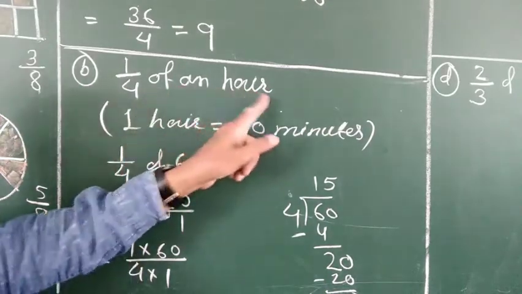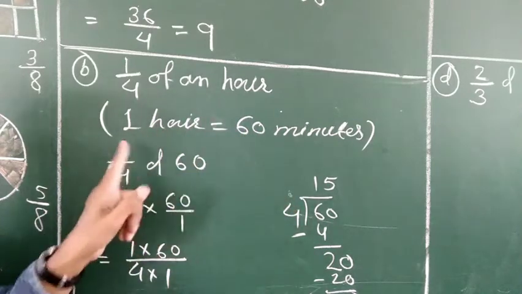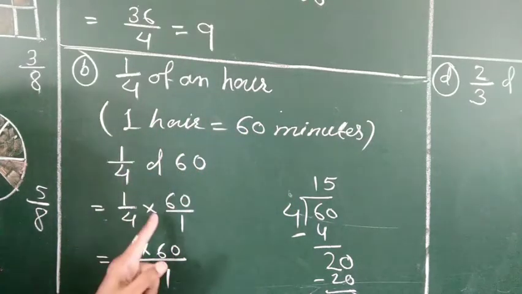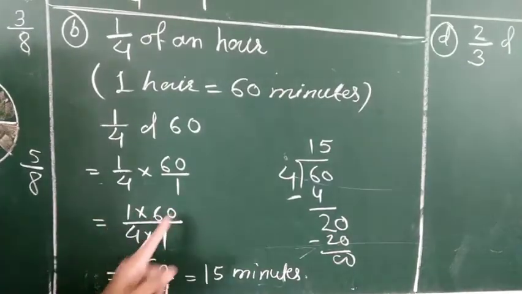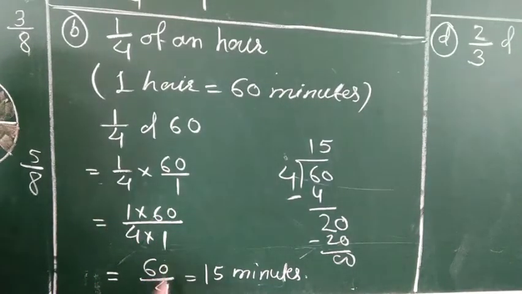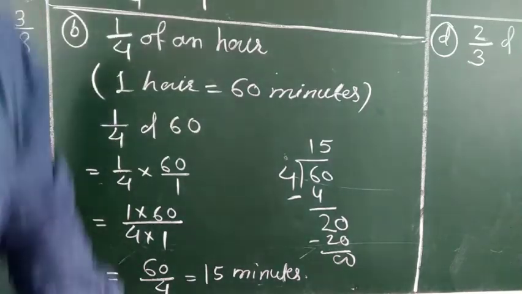So see, 1 by 4 of an hour. 1 hour equals 60 minutes, so 1 by 4 of 60. 1 by 4 into 60 by 1: 1 into 60 is 60, 4 into 1 is 4, and 60 by 4 is 15 minutes. Okay. Next.